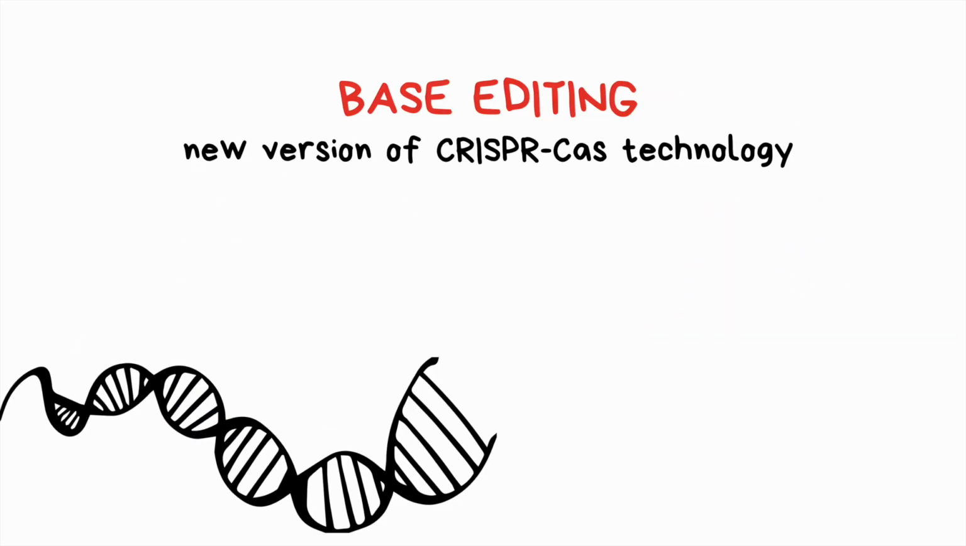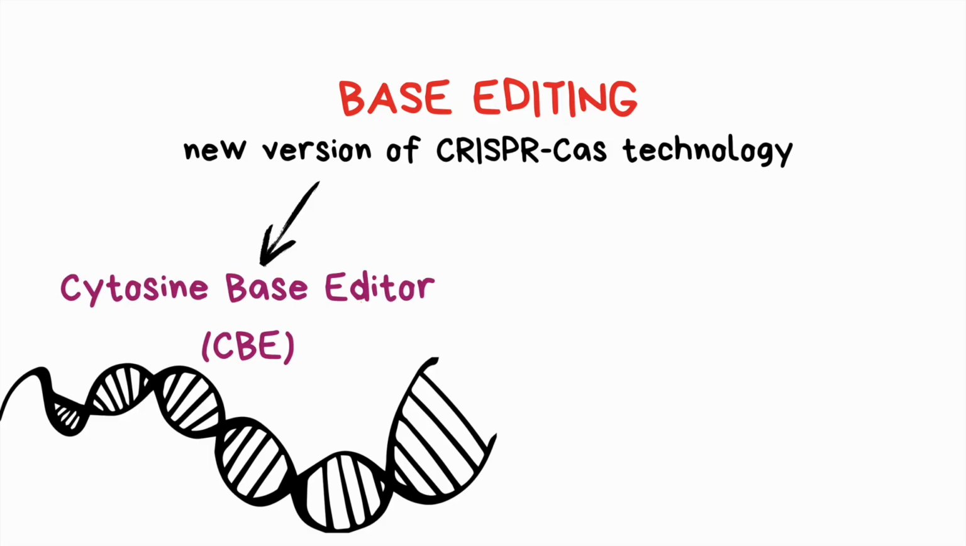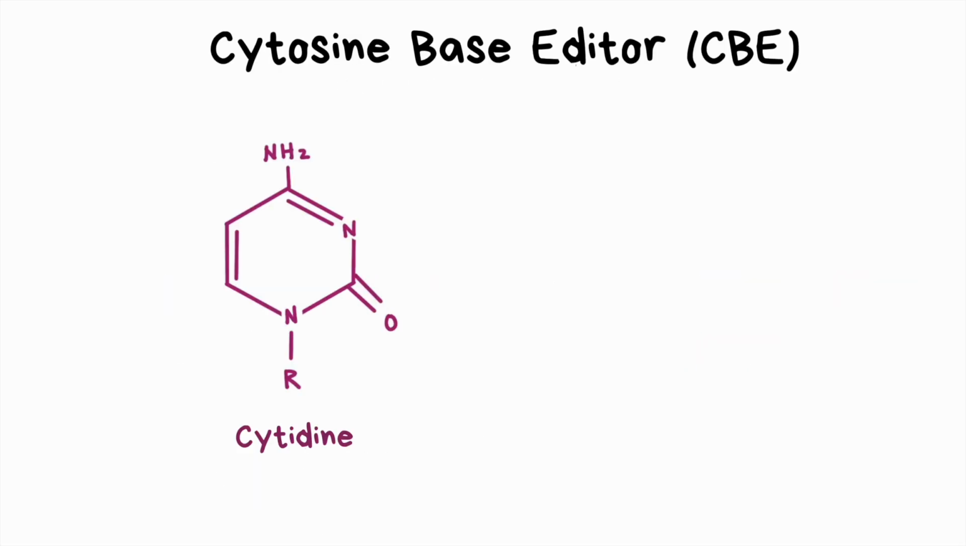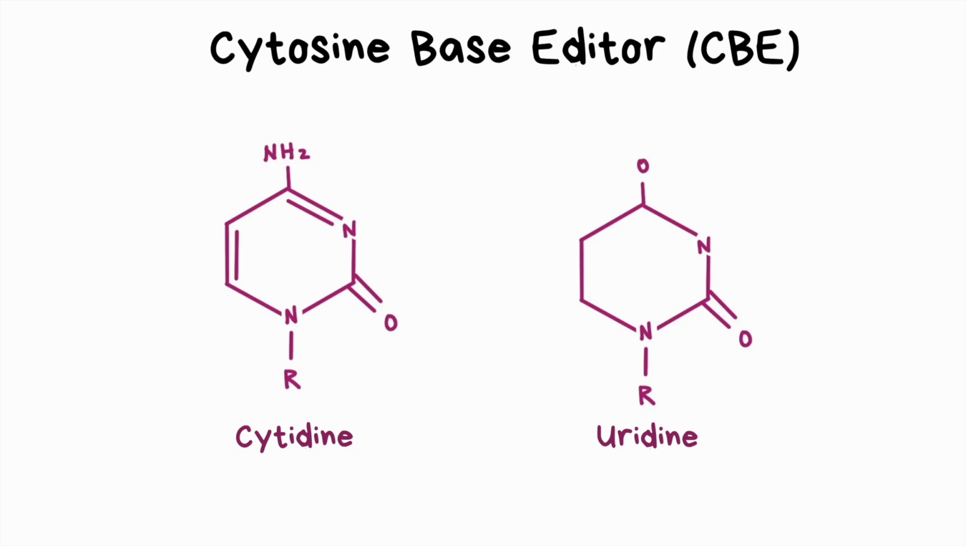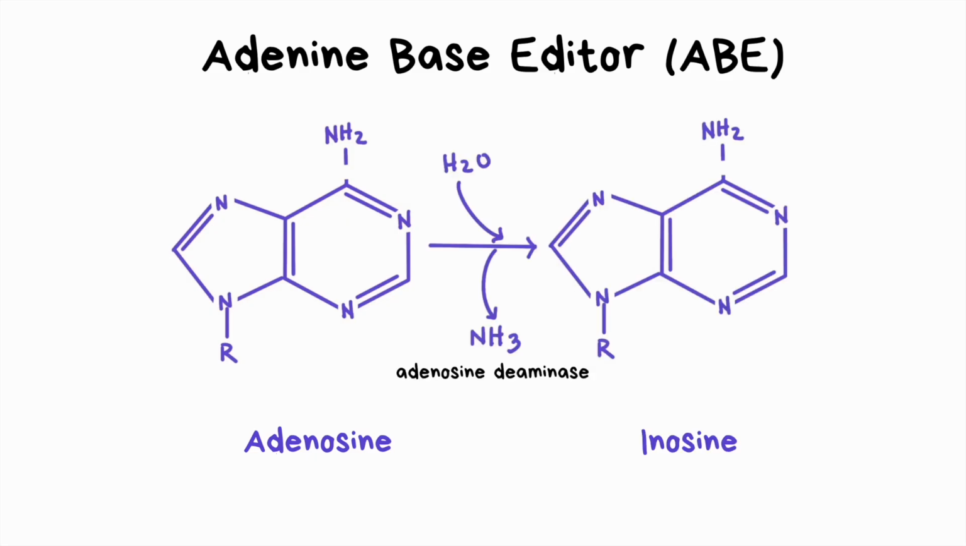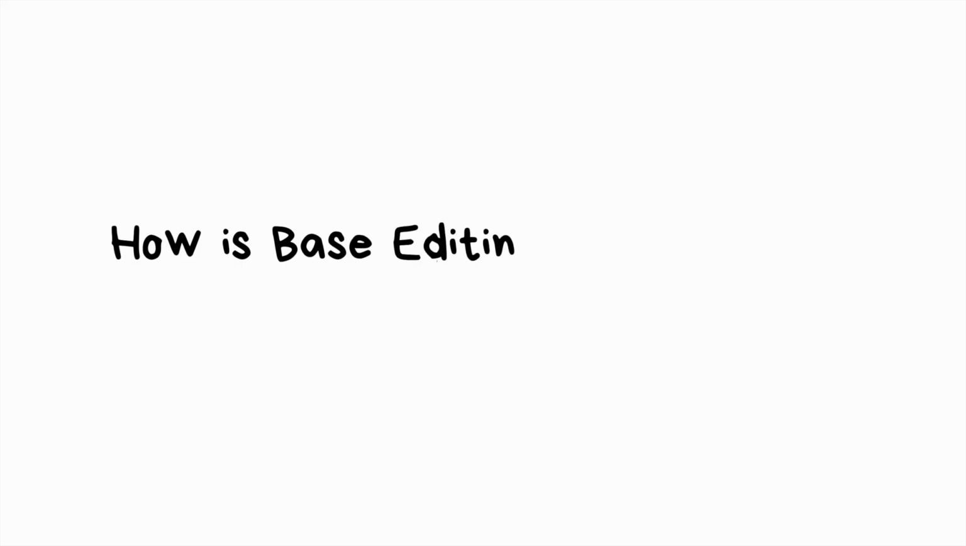There are two types of base editors. There are cytosine base editors and adenine base editors. In a cytosine base editor, cytosine is converted into uridine via deamination. During DNA replication, uridine is read as thymine. In an adenine base editor, adenine is converted into inosine by adenosine deaminase, which is then read as guanine during replication. So, how is base editing a great tool?